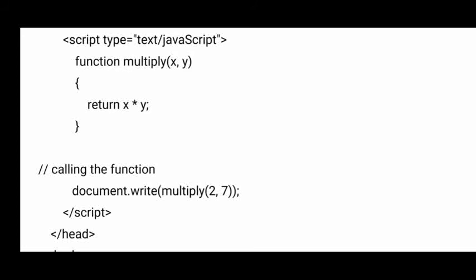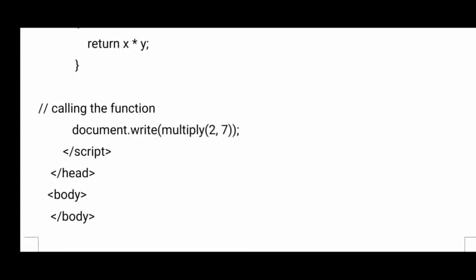And what is it returning back? X into y. It is multiplying. Whatever value you are giving, that is multiplied, right, and that is given back to a variable or calling function. Here you see document.write. Document.write is an output statement.